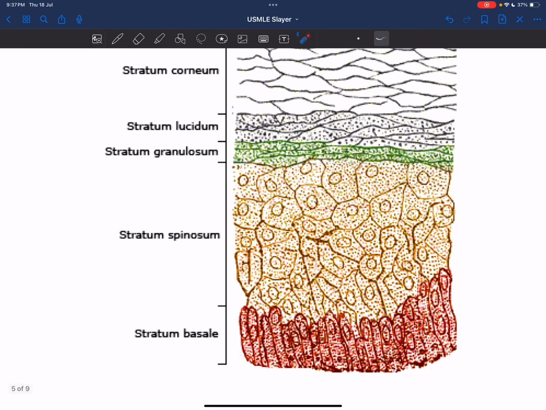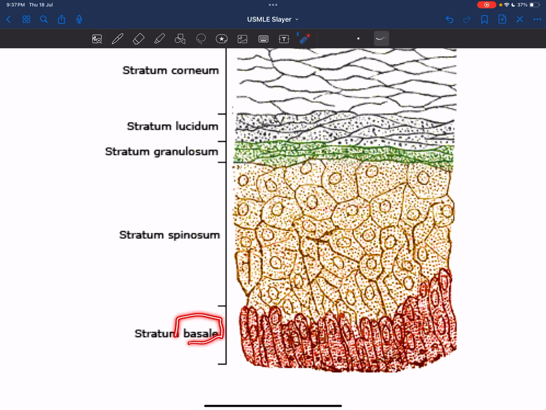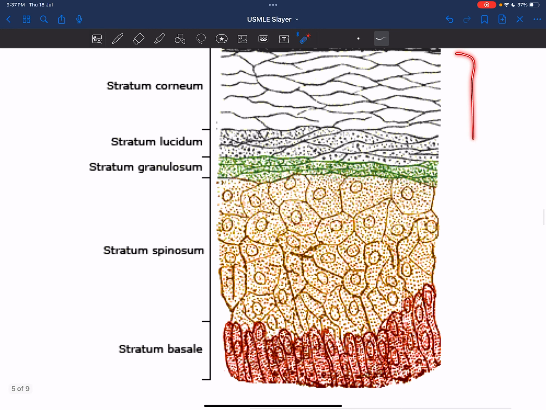So let's keep going. We have the one before the last, which is spinosum. And for spinosum, I really want you to focus down here. You can see the projection-like appearance of the spinosum. That is a high yield point. We talk more about this in dermatopathology, where a couple of diseases have a thickened or thinned spinosum. And lastly, we have the basale. The basale is the stem layer, which everything above it originates from.